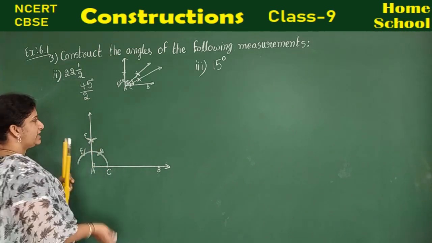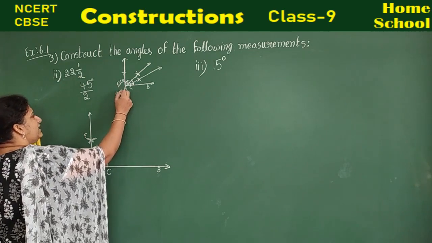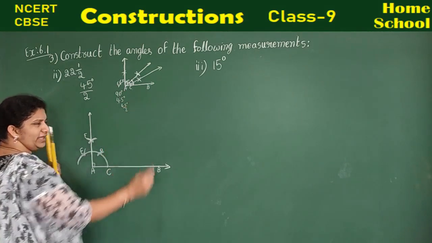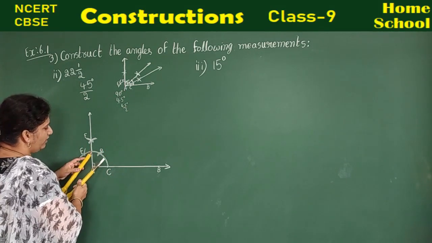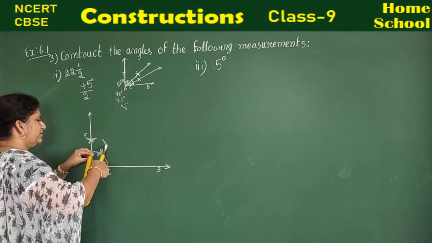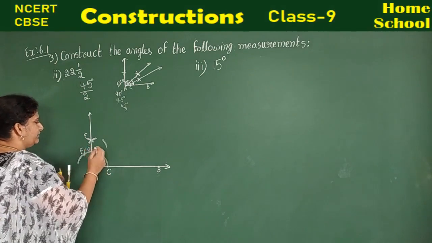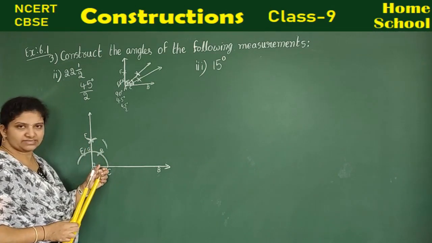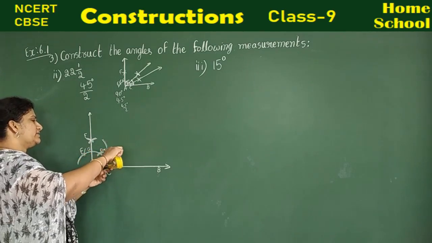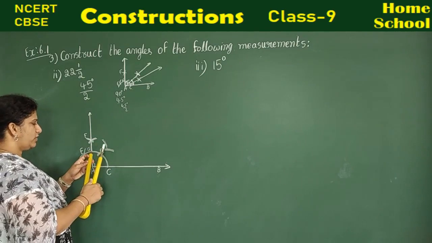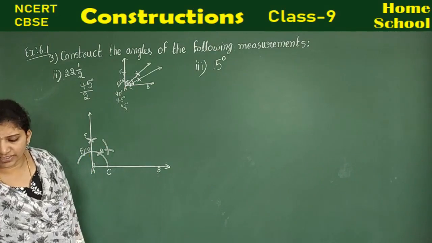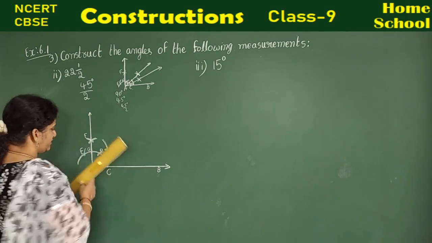Next step. See here, if you want you can write steps. First create a 90 degree angle, next a 45 degree angle, then 45 degrees by 2 you need to create. Now, look here, measure this more than half from here, mark this point G. Now, with G and C as centers, draw the arcs and what happens? See here, the arcs are not intersecting. So again go back to G and try to intersect. After intersecting, join these two.